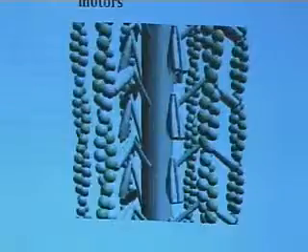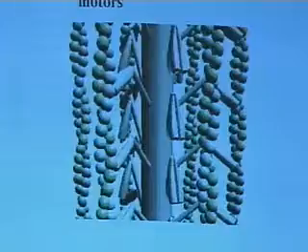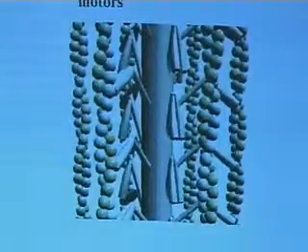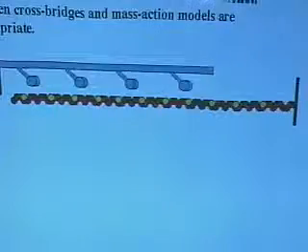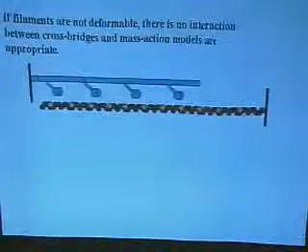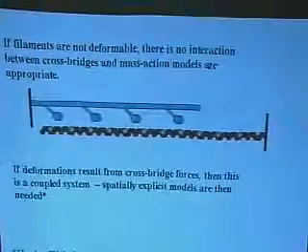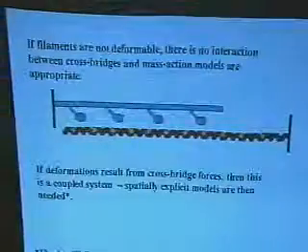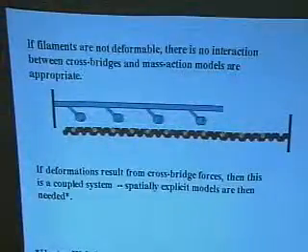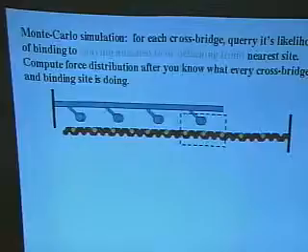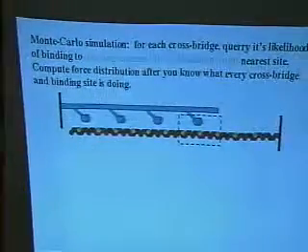Let me explain something to you. The filament lattice, our notion is there's lots of binding with all the motion in the motors, as opposed to very little binding with lots of motion in the filament lattice. Okay. So if the filaments are not deformable, there's no interaction between cross bridges, and mass action models are appropriate. However, with the filament deformations, we do have a problem. So let me look at a Monte Carlo simulation and talk about this of staying attached.